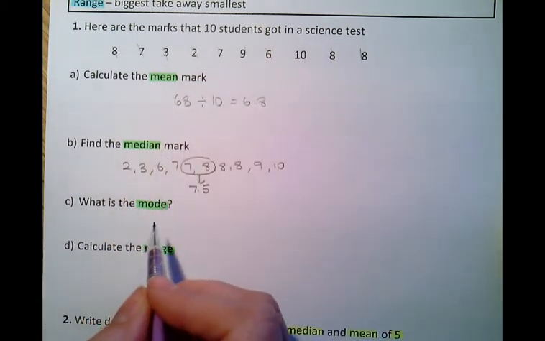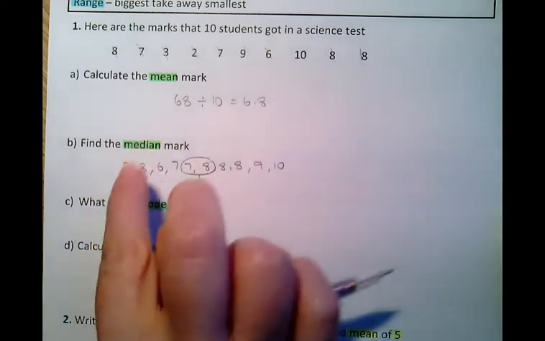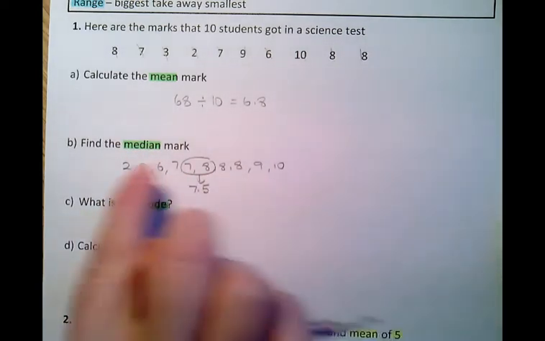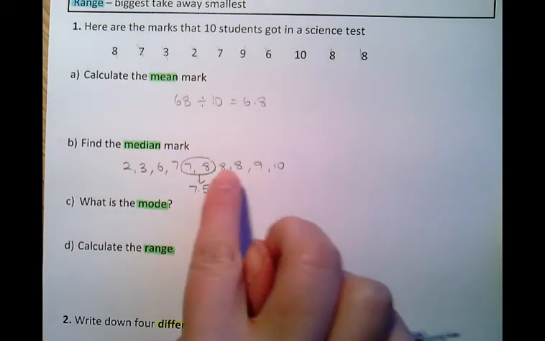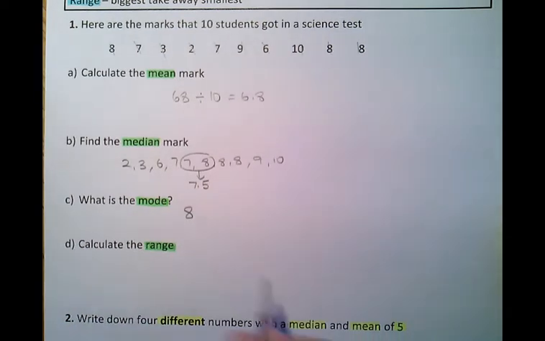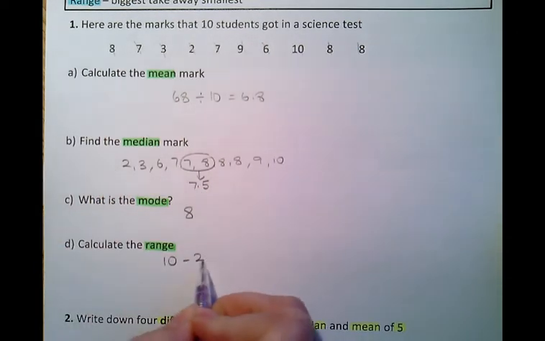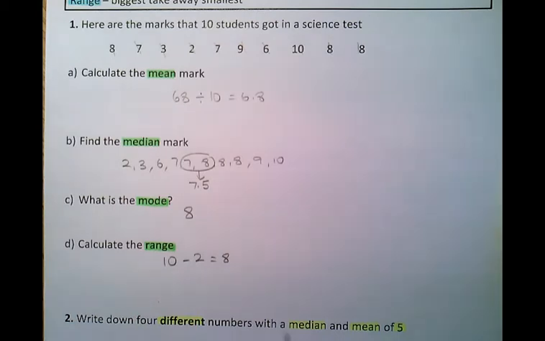What is the mode? So the mode is just the number that came up the most. So you can probably see it better from this list of numbers actually. The number that I wrote out the most times was 8. So mode, the most popular mark, is 8. Then the range is just the biggest, take away the smallest. So 10, take away 2, would get you a range of 8.